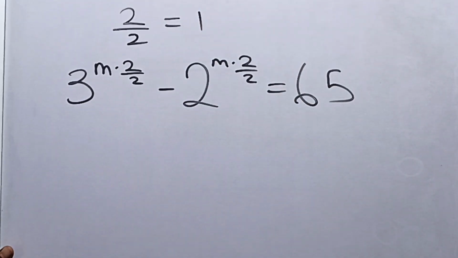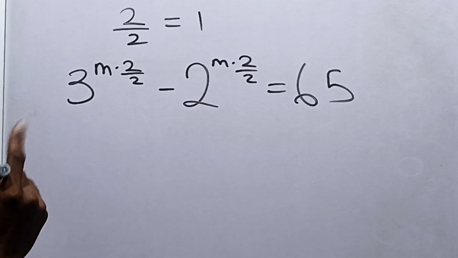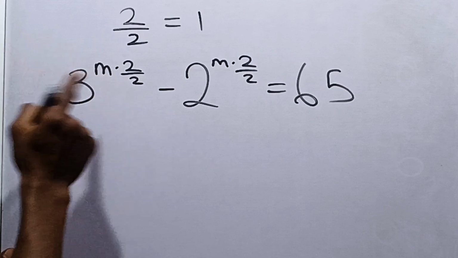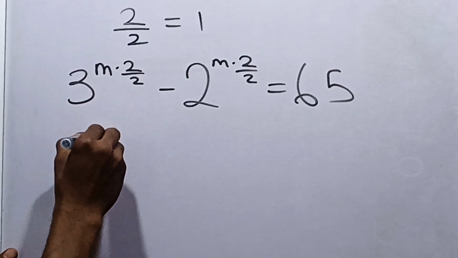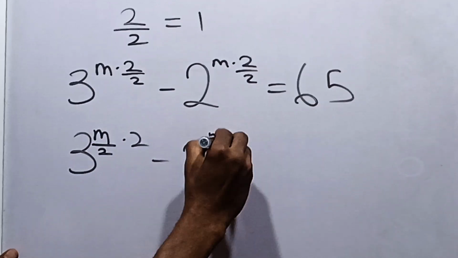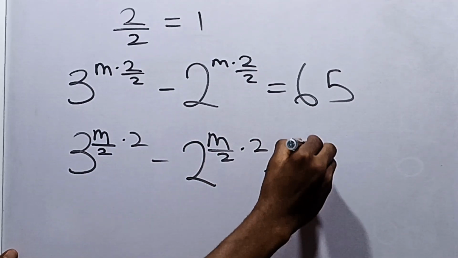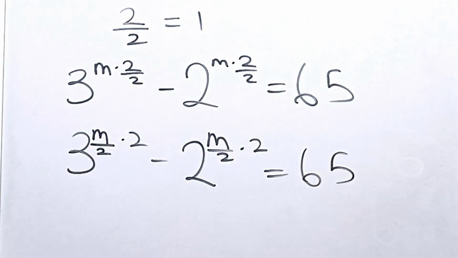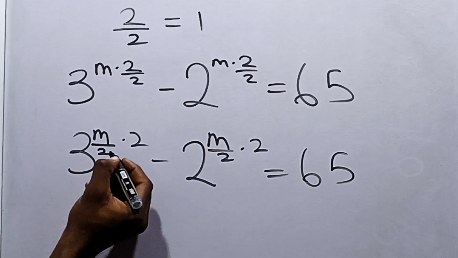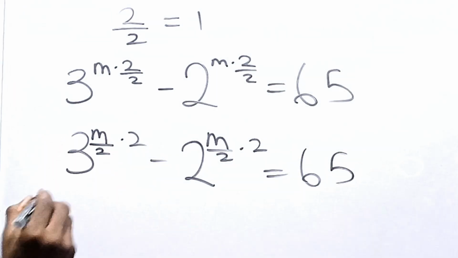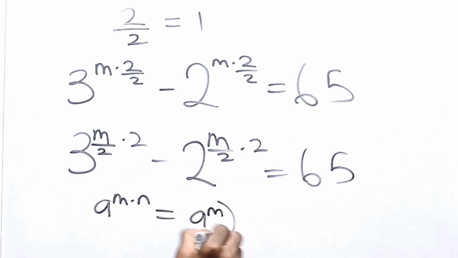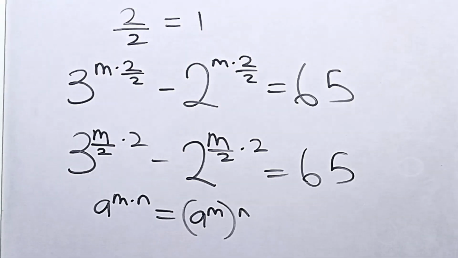Now, you can say again that we can put m and 2 as 1 and shift out these 2. So we have 3 raised to power m over 2 multiplied by 2, minus 2 raised to power m over 2 multiplied by 2, is equal to 65. Now, observing closely, you can see that this 2 is outside. Let me state something quickly. When you have a raised to power m multiplied by n, it's equal to a raised to power m, raised to the power of n. This is a law of indices, right?